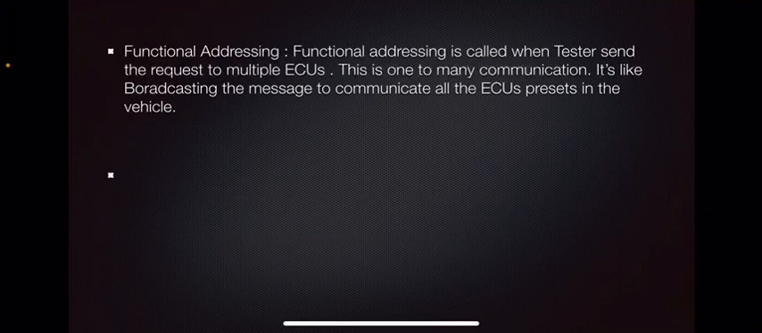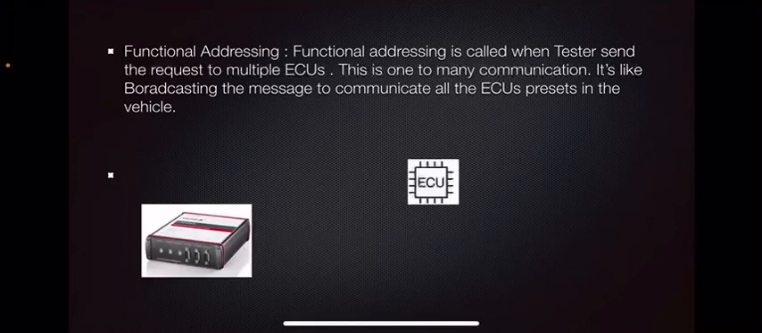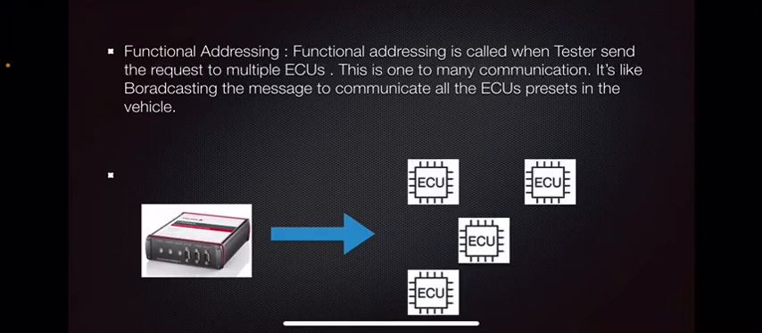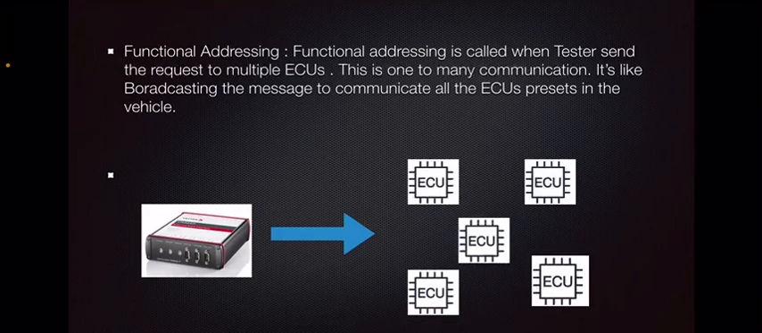Next is functional addressing. Functional addressing is used when the tester sends the request to multiple ECUs. This is one-to-many communication. It's like broadcasting the message to communicate with all the ECUs present in the vehicle. The tester will communicate with all the ECUs or multiple ECUs. This is called functional addressing.